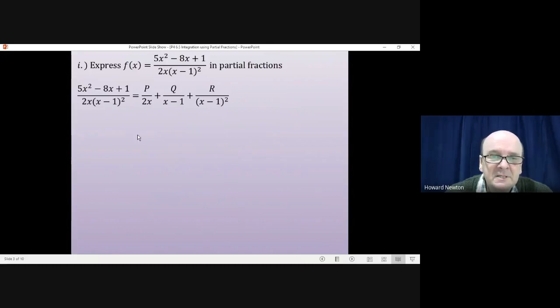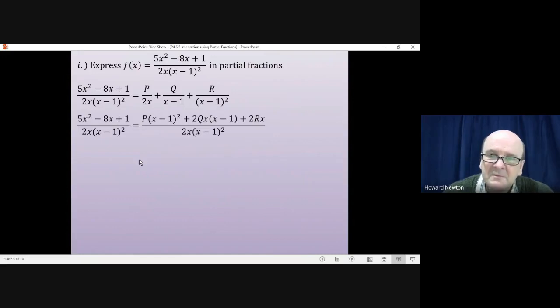Okay, let's have a look at this. So standard method for these, we add these fractions together, and the common denominator will be 2x times (x − 1)², because x − 1 goes into that. And then you just need to be careful with these terms in the numerator. So we'll have p times (x − 1)². The (x − 1)² would cancel to give us p over 2x. We'll have 2qx times (x − 1). Now the 2x and one of the (x − 1)s would cancel to give us q over x − 1. And we'll have 2rx, and the 2x would cancel with the 2x to give us r over (x − 1)².